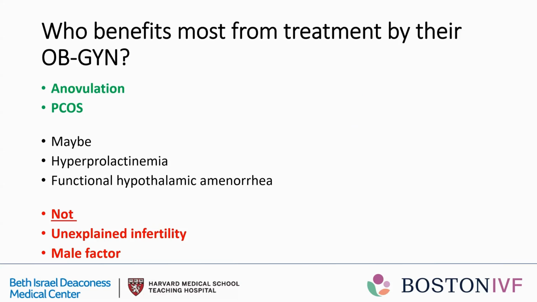And so to summarize this section, who would benefit from treatment by their OBGYN? So mainly it is your anovulatory PCOS patient. That's the big group. Potentially patients with hyperprolactinemia or functional hypothalamic amenorrhea, like we talked about, to get them to start ovulating again. But those that would not benefit are mainly the patients that have unexplained infertility. And I put male factor infertility down there because, again, it is a big chunk of the etiology of infertility that we see.